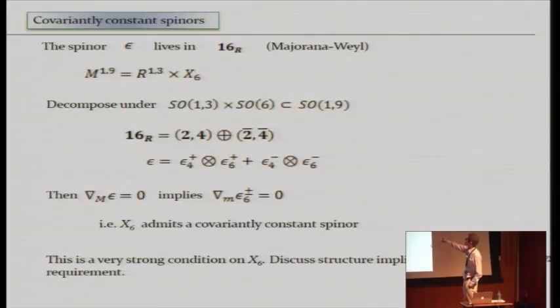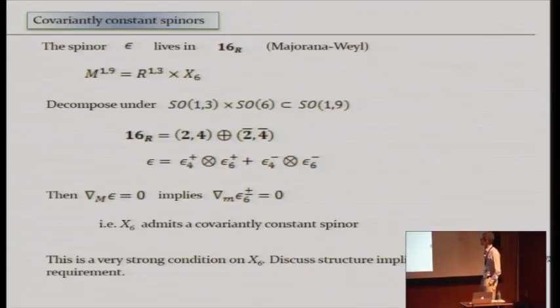The 16 of SO(1,9) splits up under SO(1,3) times SO(6) into a chiral representation 2 of SO(1,3) times a chiral representation which is 4-dimensional of SO(6). Again, these are both the spinor representations of SO(1,3) and SO(6). And then these are the complex conjugates. So this is the Hermitian conjugate of that one, and this is the conjugate of that one. So I've written here the spinor: the epsilon 4 plus sits in the 2 here, and the epsilon 6 plus sits in the 4 here, and these are their conjugates.